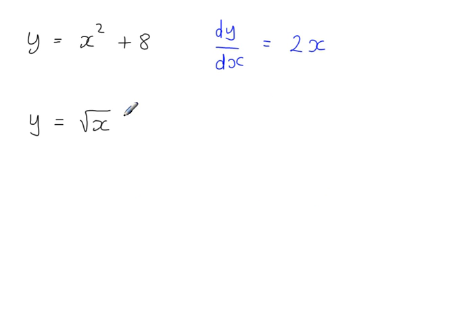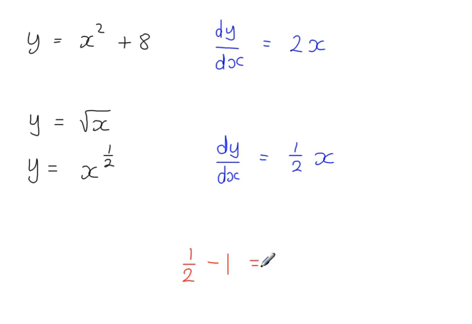Differentiating y is equal to the square root of x. I need to write this in index form first. So this is the same as y is equal to x to the power of a half. Okay, so using the same rule as before, dy by dx is equal to, bring the power to the front, so we've got a half, x to the power of, and then subtract 1 from the power. So what do you get if you've got a half minus 1? A half minus 1 will give you minus a half. So the power here is minus a half.